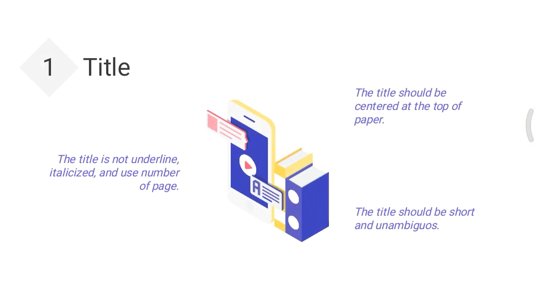The first is title. Title that succinctly describes the contents of the paper. Use descriptive words that you would associate strongly with the content of the paper: the molecule studied, the organism studied, etc. A majority of readers will find the paper via electronic database searches, and thus search engines key on words found in the title. The title should be centered at the top of the paper. The title is not underlined, italicized, and does not use a page number. The title should be short and unambiguous.